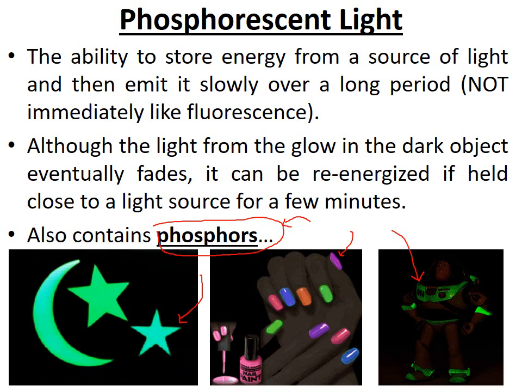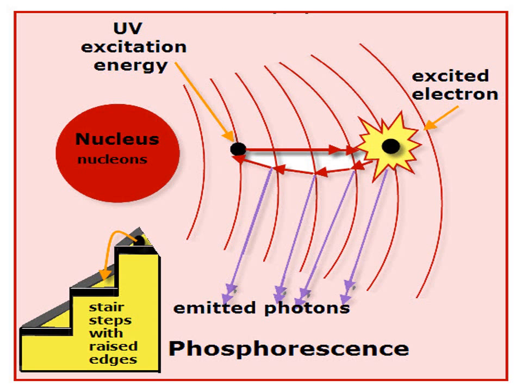Once all the visible light has been released, you just have to re-energize it again by putting it close to a light source for a few minutes. And again, it's not an immediate release, it's a slower release, which is why that glow in the dark lasts for a longer period of time. So it's the same idea. Excite the electron, and the electron goes to an excited state, wants to get back down to a ground state, and does so by releasing visible light, just a bit more slowly than in the case of fluorescence.